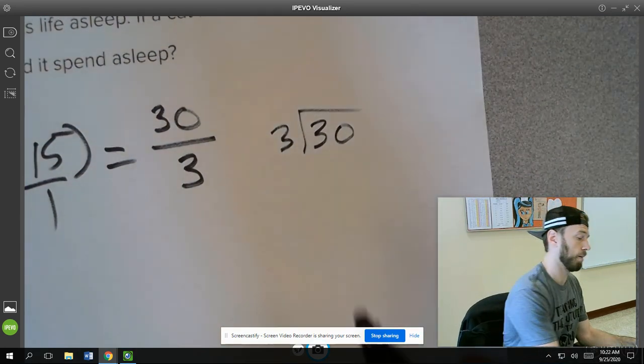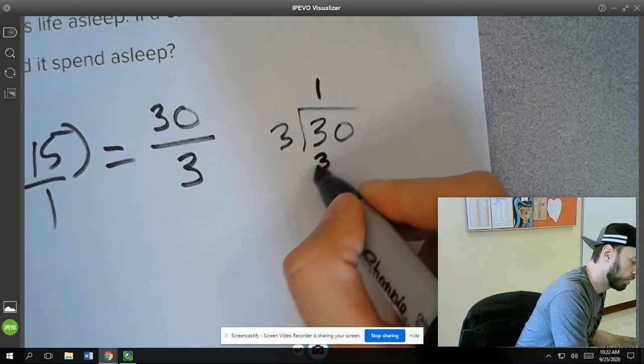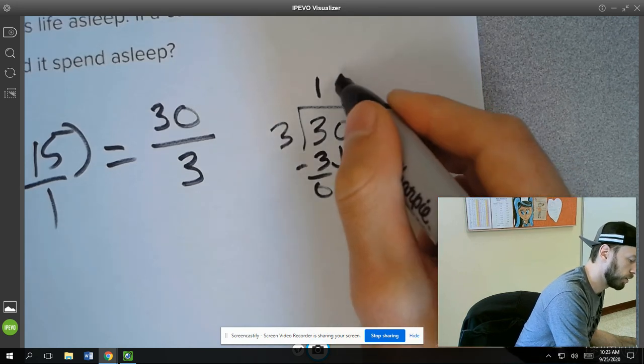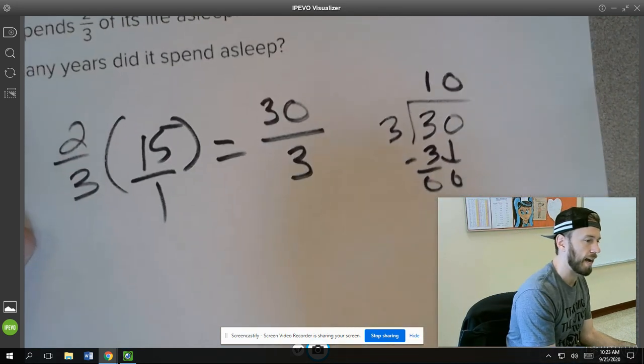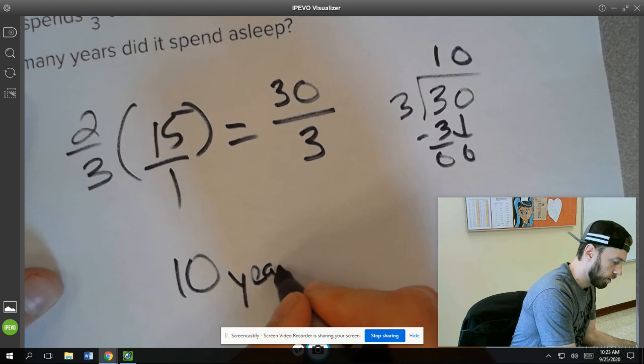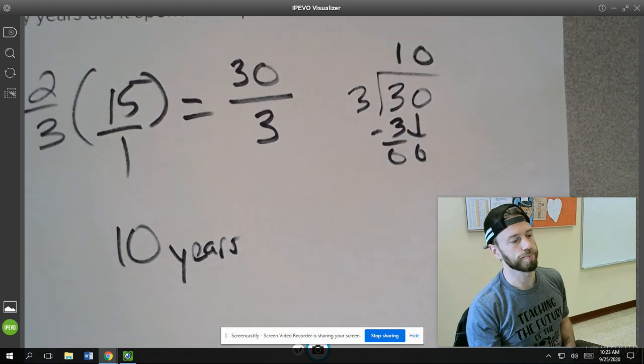Some of you might know that answer already. 3 goes into 3 once. 0, bring down a 0. 3 goes into 0, 0 times. It's 10. So a cat spends 10 years of its life asleep.